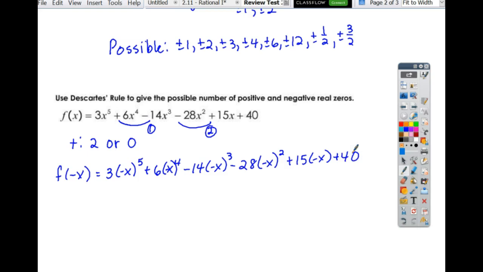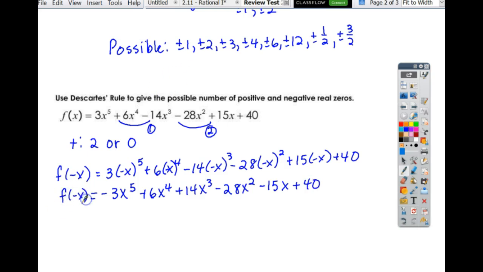So after I plug that in, I get a negative 3x to the 5th plus 6x to the 4th plus 14x to the 3rd. This is positive, so it stays negative. This is negative, and that's positive. So let's check for our negative sign changes.